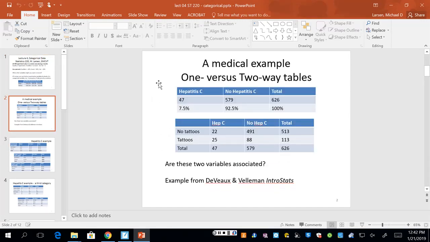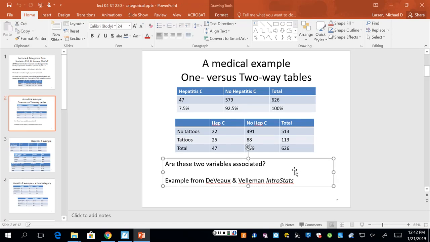So here's a second example. This is from another textbook by Dick DeVoe at Williams and Bellman at Cornell, where they had 626 people in a medical study, reported in an article, who either had hepatitis C or not. Hepatitis C is an infectious disease. If left untreated, it can do damage to the liver and can be fatal. It's spread a number of ways. It can be sexually transmitted. It also can be transmitted through needles and blood.